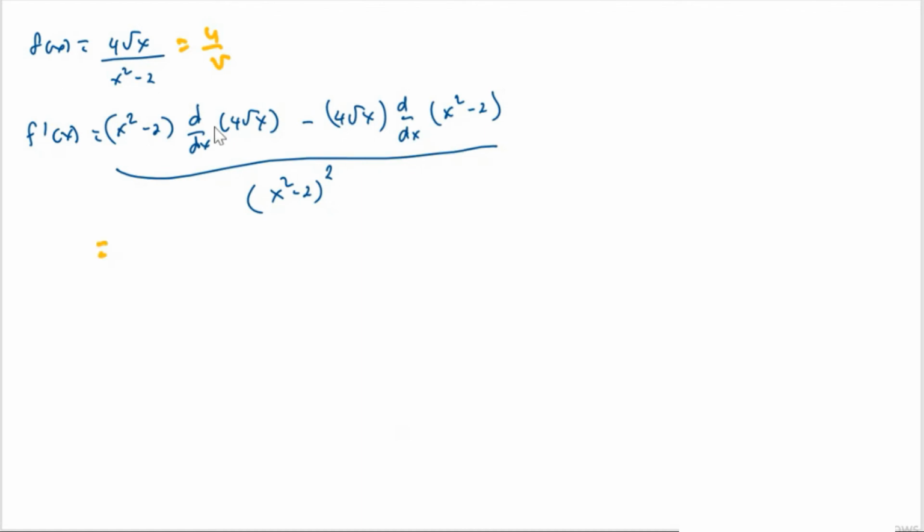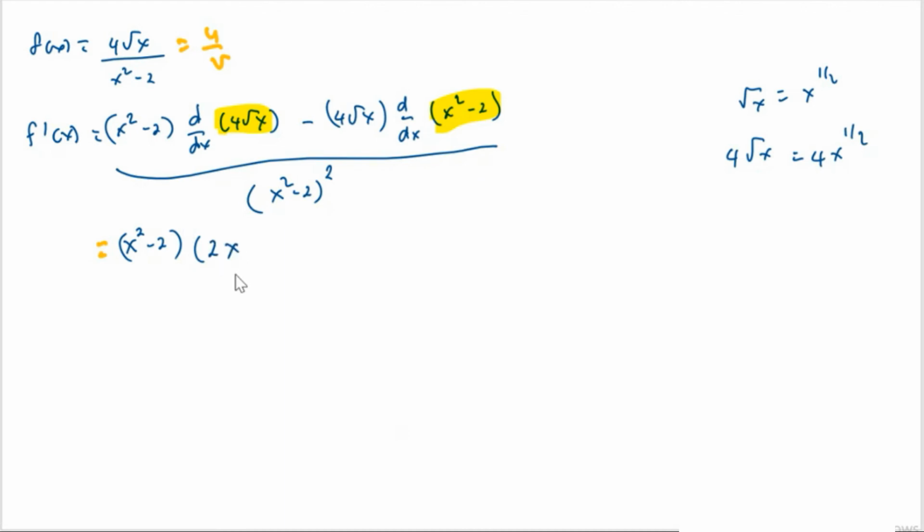So taking the derivative of this part, we can write now x squared minus 2 times the derivative of 4 square root of x. So we can rewrite first the square root of x as x raised to 1/2. Since we have the coefficient of 4, 4 square root of x can be written as 4 times x raised to 1/2. So taking the derivative of that, 1/2 times 4 is equal to 2.